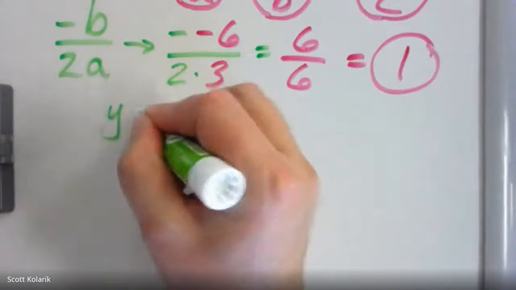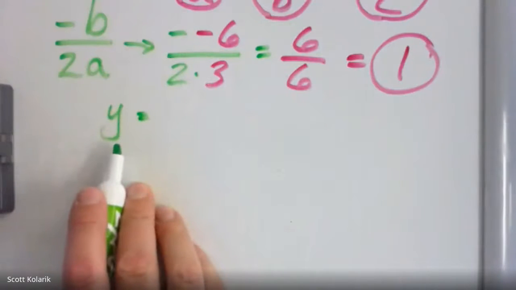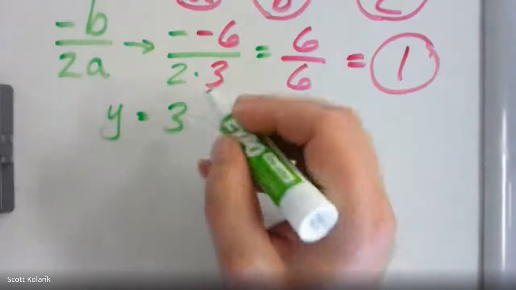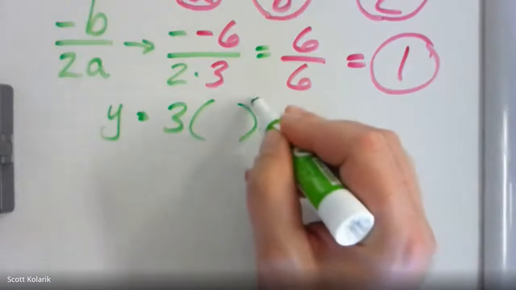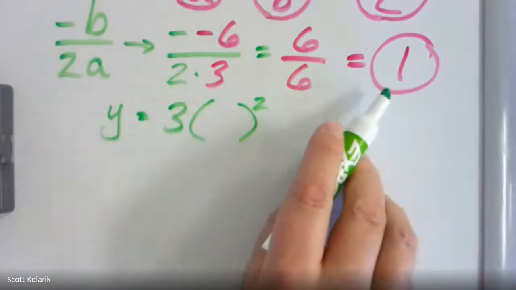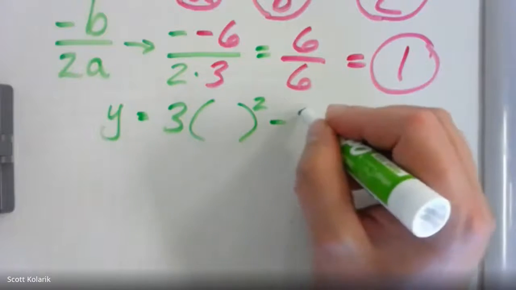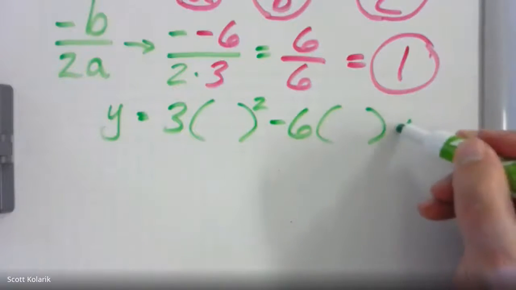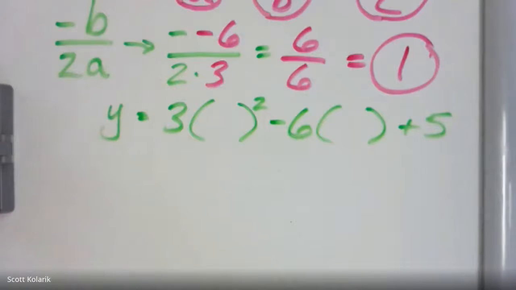We would have y equals, or we were originally given f of x, but that's just a fancy way of saying y, 3 times x squared. But we're going to replace x with that negative b over 2a value, that positive 1. And then it was minus 6 times x, but again, we're going to replace that with that positive 1, and then it was plus 5 at the back end. This is essentially what we do for an XY table.